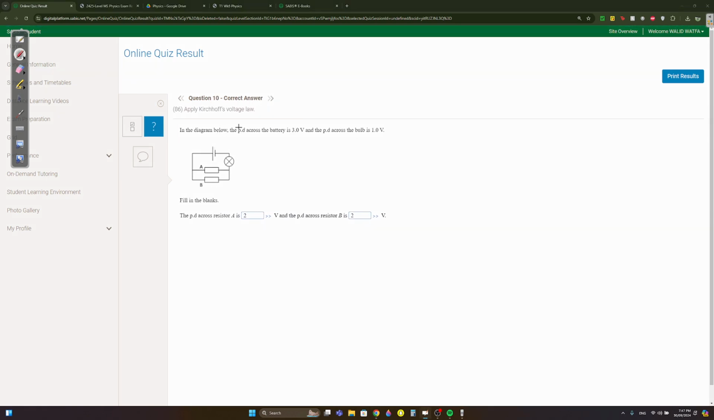Question 10. In the diagram below, the potential difference across the battery is 3 volts, so the total is 3. Across the bulb it's 1 volt. So it lost 2 volts. But they're saying across resistor A and across resistor B it's 2 each. Why aren't they 1 and 1? Because in parallel, what did we say? Voltages are equal. That's Kirchhoff's second law: potential differences are equal in branches. When it branches, potential differences are equal.